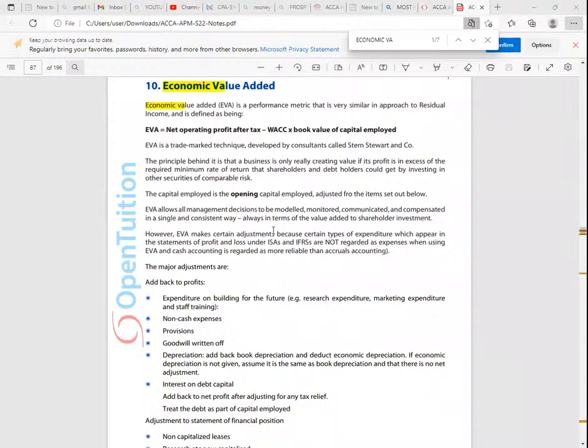However, EVA makes certain adjustments because certain types of expenditures which appear in the statements of profit and loss under IAS, International Accounting Standards, and IFRS, International Financial Reporting Standards, are not regarded as expenses when using EVA. And the cash accounting is regarded as more reliable than accruals accounting, becoming a bit complicated, but we'll be able to understand this. The major adjustments are like this: add back to profits expenditure on building for the future, e.g. research expenditure, marketing expenditure, and staff training.